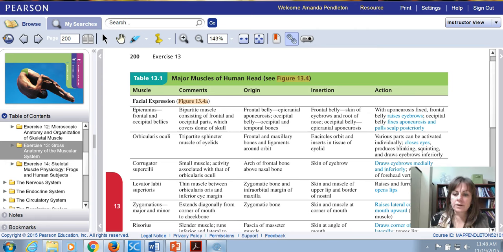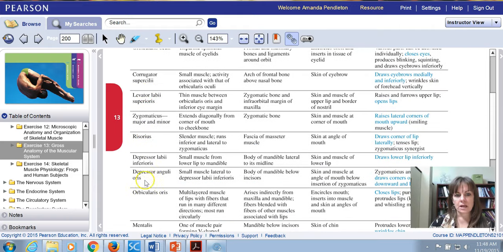Now there is a great resource for being able to check your answers when you get stuck. And so I would recommend the lab manual, actually on page 200. And if you look here, this is where it starts, but there are these charts throughout the rest of this lab exercise. And so you notice it tells you the muscles right here, and so you can look at all of these muscles. And so here's zygomaticus major and minor.